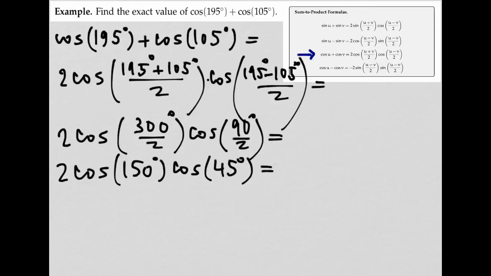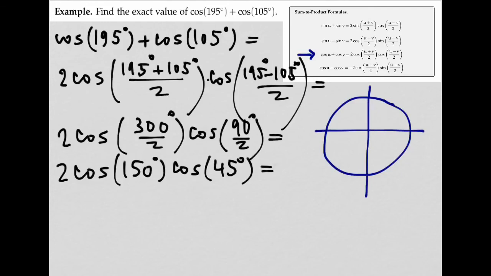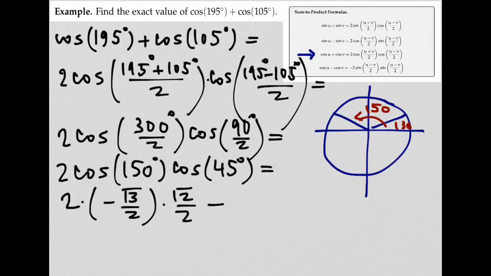What is cosine of 150? On the unit circle, cosine of 30 degrees is root 3 over 2. 150 degrees is here. So the cosine of 150 is negative the cosine of 30. So we have 2 times minus root 3 over 2 times cosine of 45 degrees, which is root 2 over 2. Hence, our final answer is minus root 6 over 2.